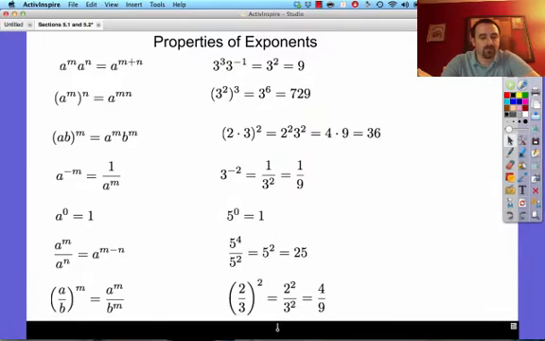And then finally, if I have a fraction all raised to the same power, I can raise the numerator to that power and the denominator to that power. So 2/3 squared is 2 squared over 3 squared, which is 4/9. That's really all we need to say about properties of exponents. We'll do some practice on those.